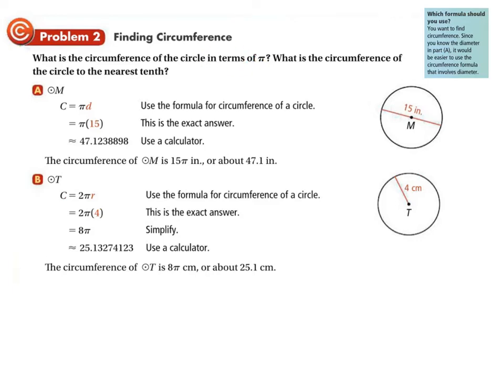And if we were to multiply by pi on the calculator and then round off to the nearest tenth, we would get about 25.1, and the units are centimeters, since it's a length, since it's circumference, so the answer is 25.1 centimeters. Okay, try the got it problem.